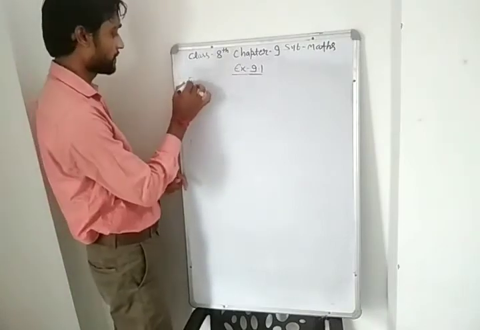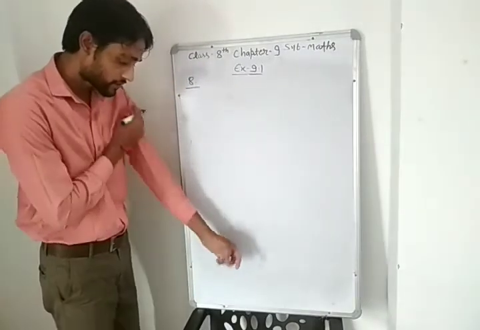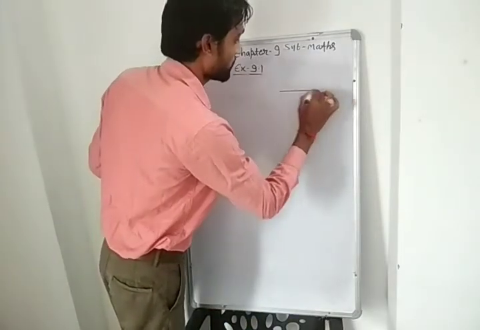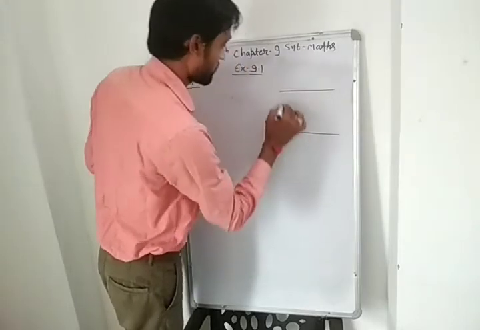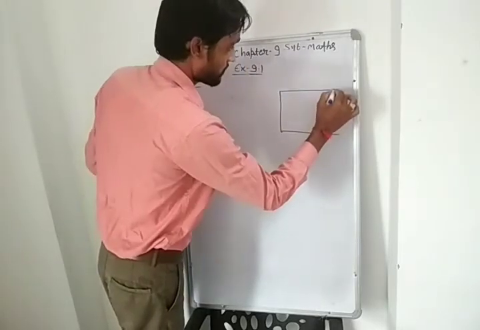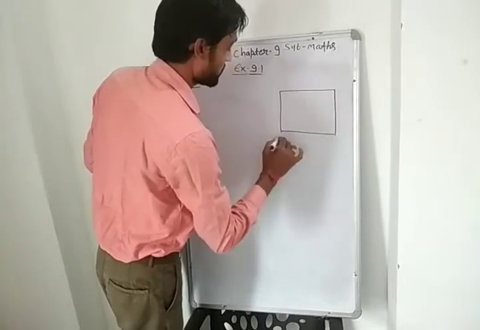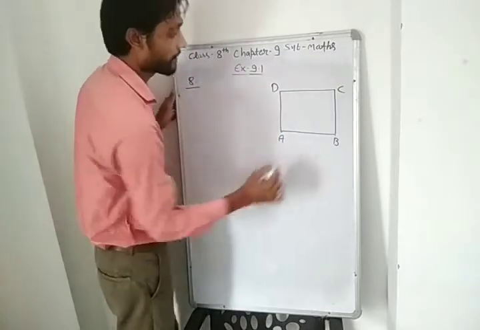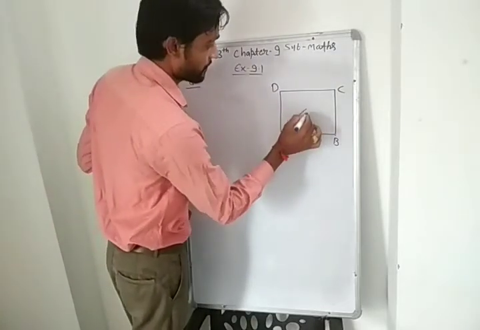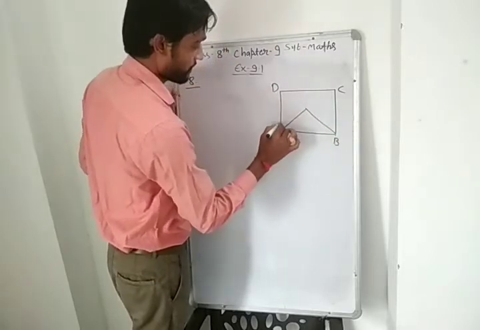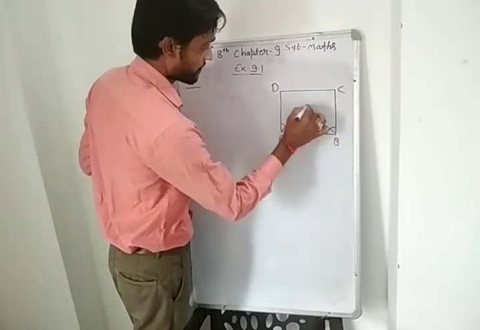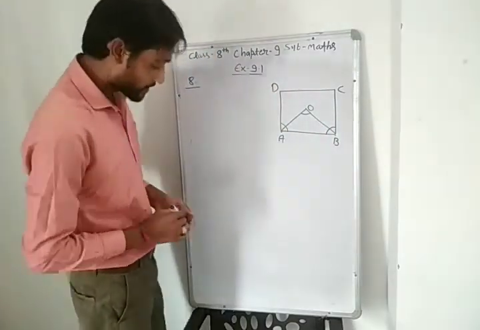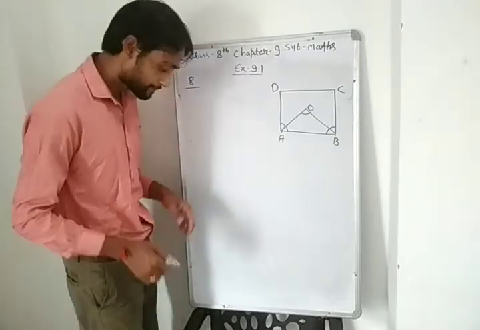First, we will make a diagram of question number 8, that is ABCD. ABCD is a parallelogram like this. ABCD is a parallelogram, ABCD. Clear? Okay, so first we will read the question after making the diagram.